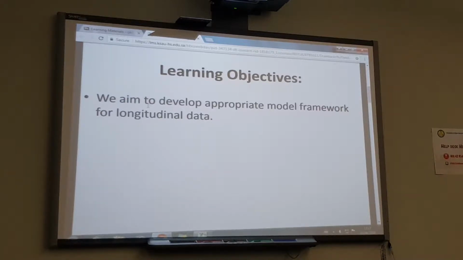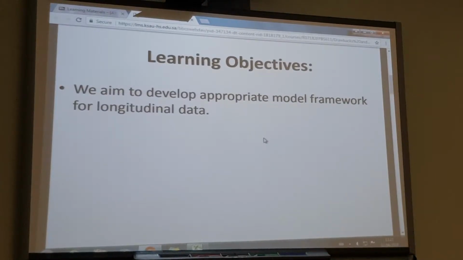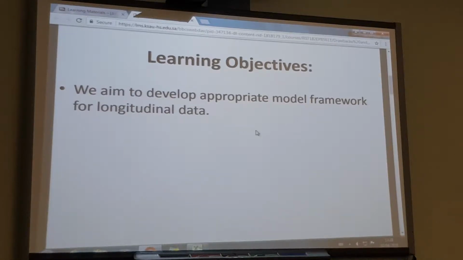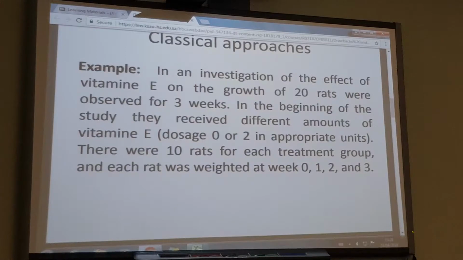So our aim is always to develop an appropriate framework to analyze longitudinal data using the most effective modeling that could handle missing data, could handle variance-covariance structures. So all of this is what we're looking for. The traditional method may not address our concern.